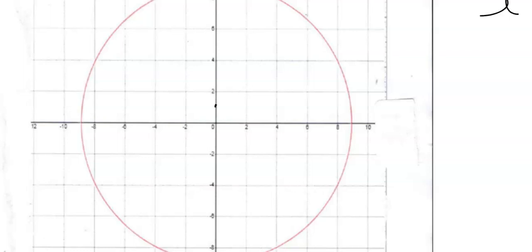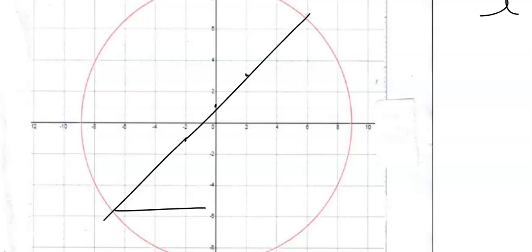The point 0, 1 will be on this line. The point 2, 3 will be on this line. The point minus 2, minus 1 will be on this line. And I can draw this through here and through there. And all I have to do now is to read off the values on the axes of the 2 points.